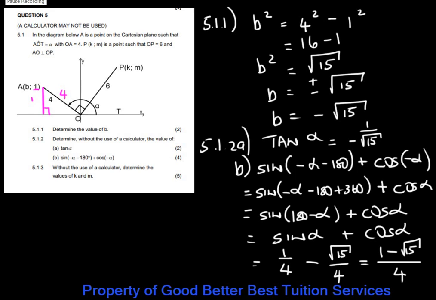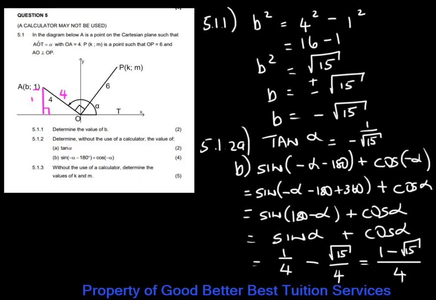5.1.2 says the A part of the question. 5.1.2a says determine tan of alpha, and that is going to be opposite over adjacent, which is 1 over negative square root 15. Let's look at B.